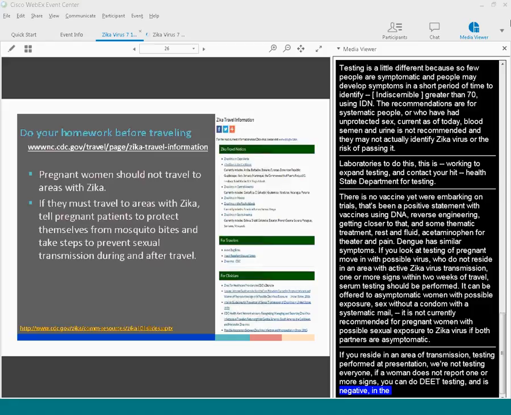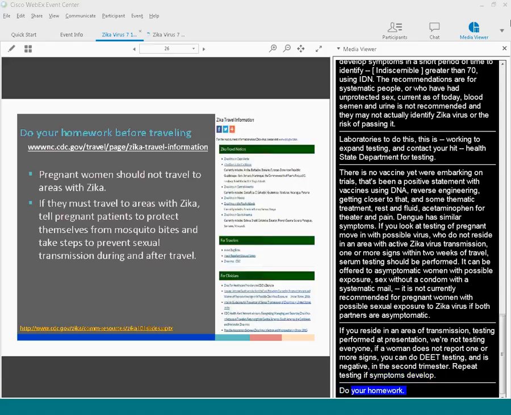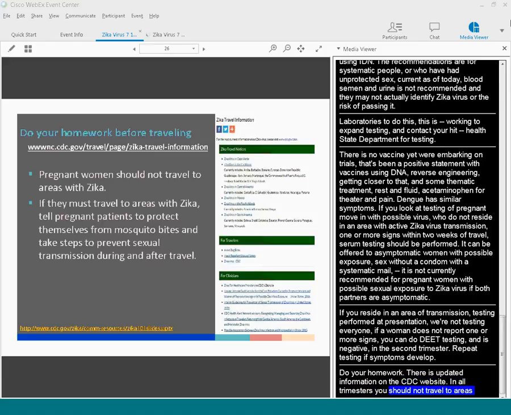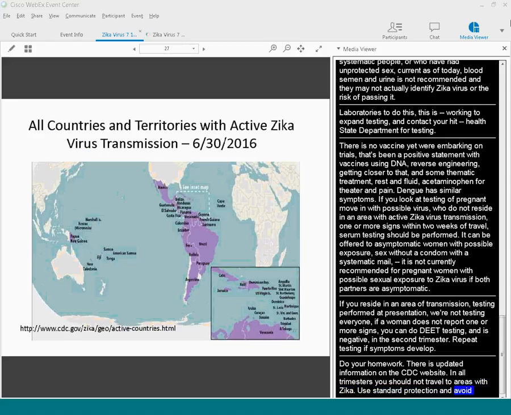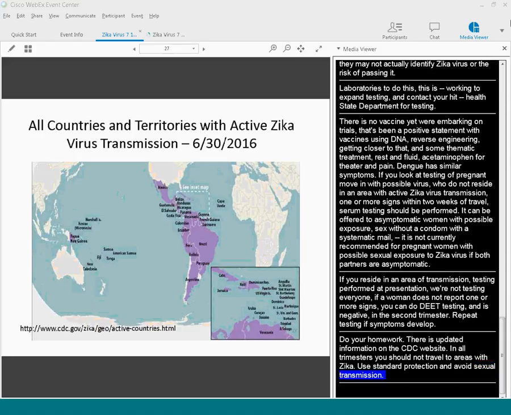So how do we prevent it? Again, do your homework. There's lots of constantly updated information on the CDC Zika page. Advise pregnant women right now in all trimesters to not travel to areas of Zika. If they must travel, again, standard protection from mosquito bites, avoiding sexual transmission, either abstaining or using condoms during and after travel. The next page just sort of shows where it is focused in the Caribbean, Southeast Asia, and South America, and Mexico right now. Puerto Rico is also included.